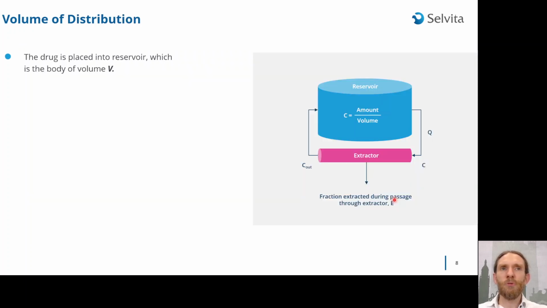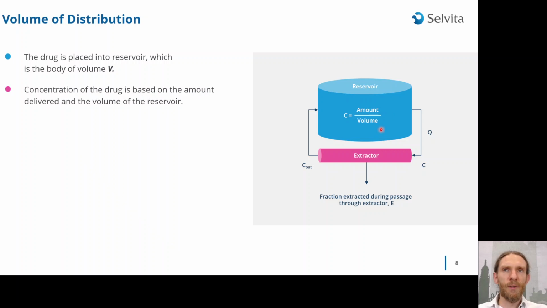Now let's move to the core concept of volume of distribution. So we have a reservoir. This is our body. Now let's say we are operating within the one-compartment model. This is the reservoir, and extractors are the organs that remove the drug from the body, like liver and kidneys. So when we are administering the drug into the reservoir, we are administering a certain amount of the drug that will be present within a certain volume of the reservoir. So the concentration is the amount divided by the volume.